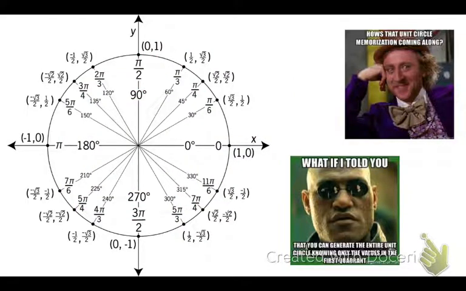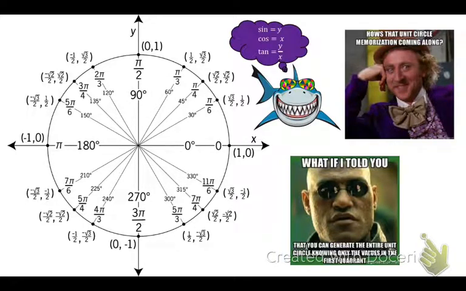So yeah, Mr. Willy Wonka is like, come on guys, memorize that unit circle. And remember that sine is your y value, cosine is your x value, and tangent is y over x. Remember that. Write it down right now. Pause the video, write it down. Okay?